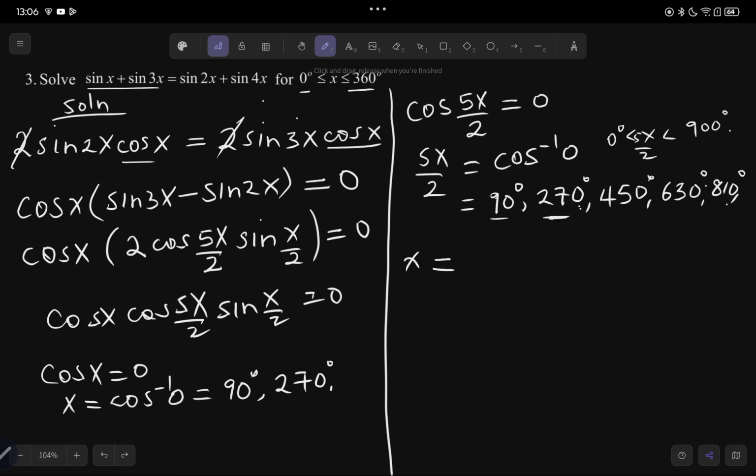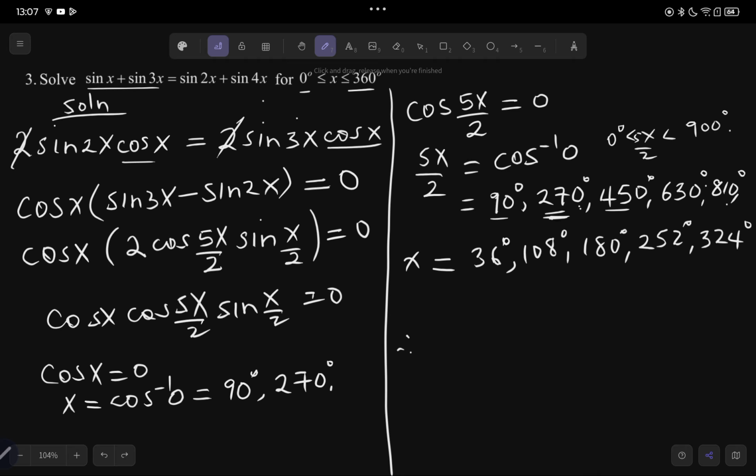Now, to get the value of x, each angle here you will multiply by 2, divide by 5. You're making x subject. So if you do it to 90, you get 36. That is saying 5x over 2 is equal to 90. Find x. So x is 36. Then 270 gives 108 degrees. 450 gives you 180 degrees. 630 gives us 252 degrees. 810 gives us 324 degrees.